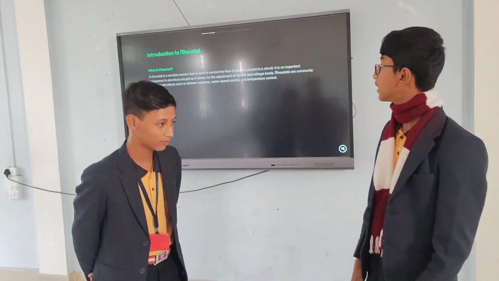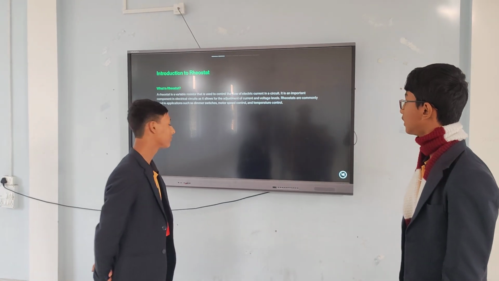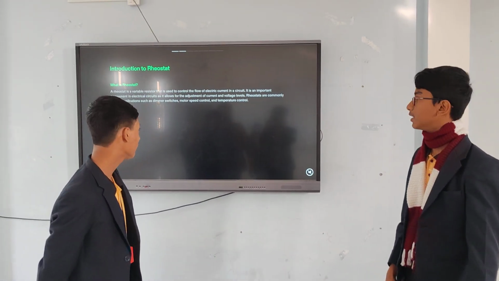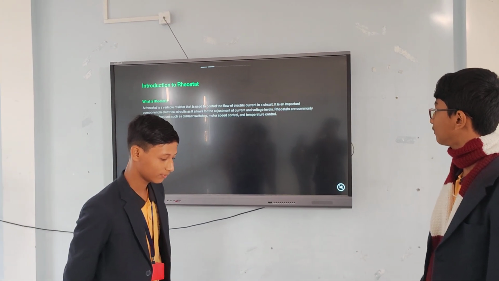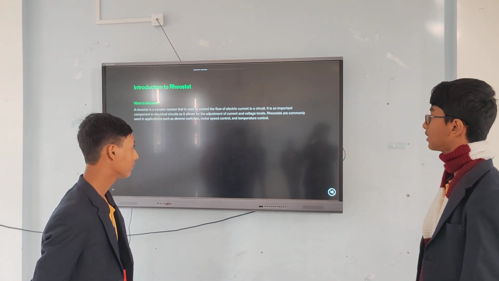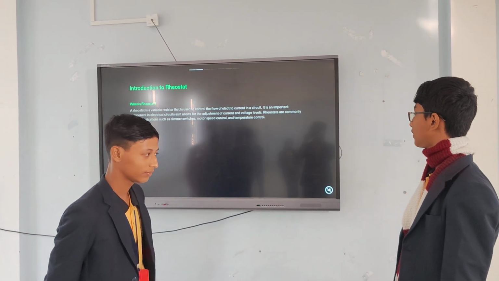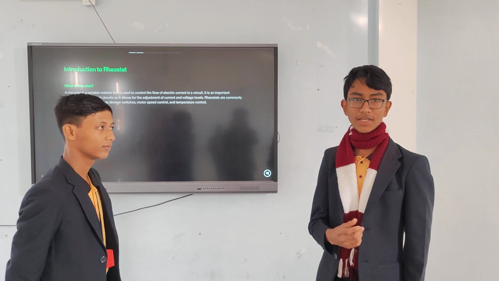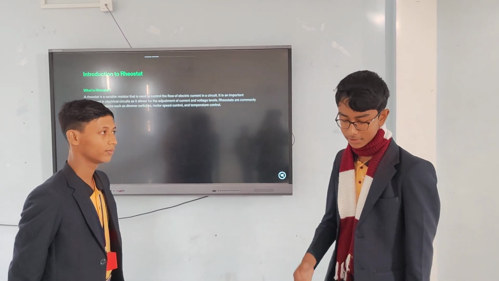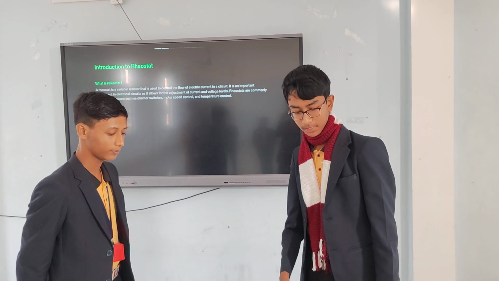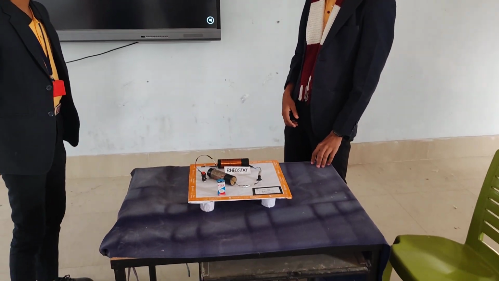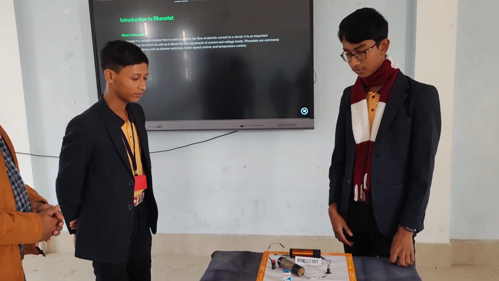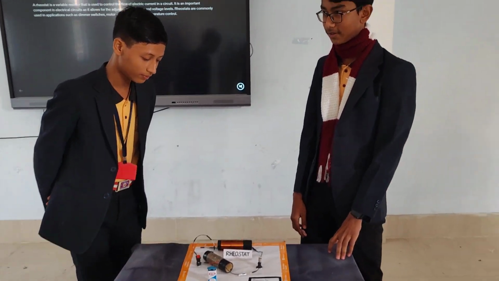First, let us see what a rheostat is. A rheostat is a variable resistor that is used to control the flow of electric current in a circuit. Rheostats are commonly used in many applications such as dimmer switches, speed controls, and many other appliances. First, I'd like to call Divyanshu to explain the copper rheostat.